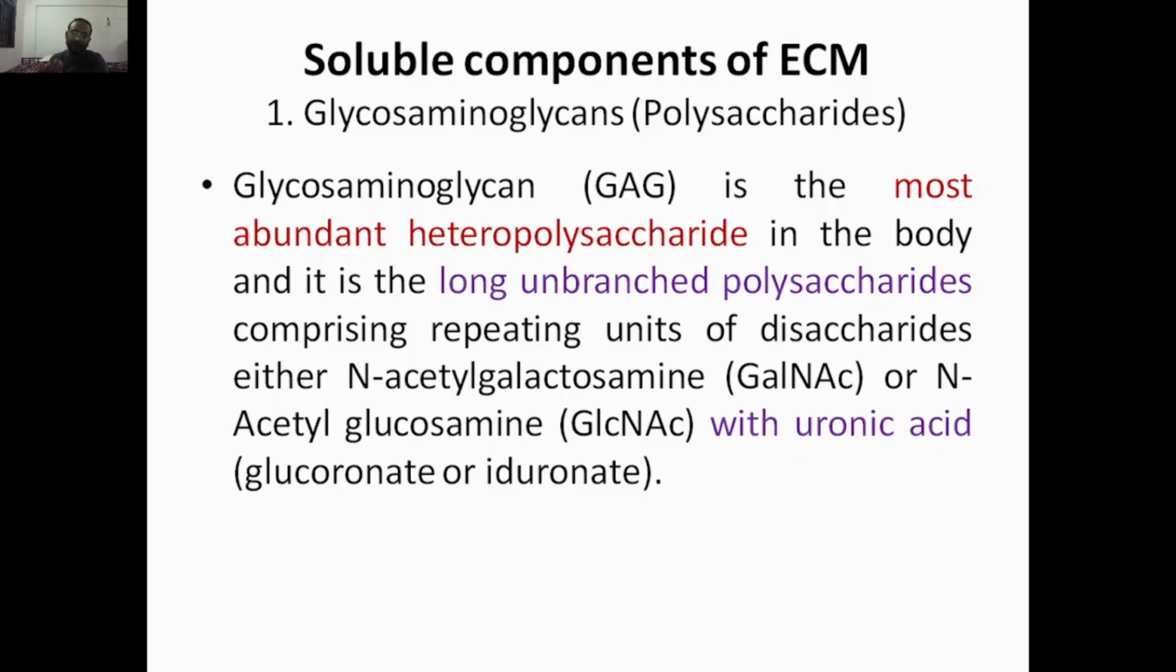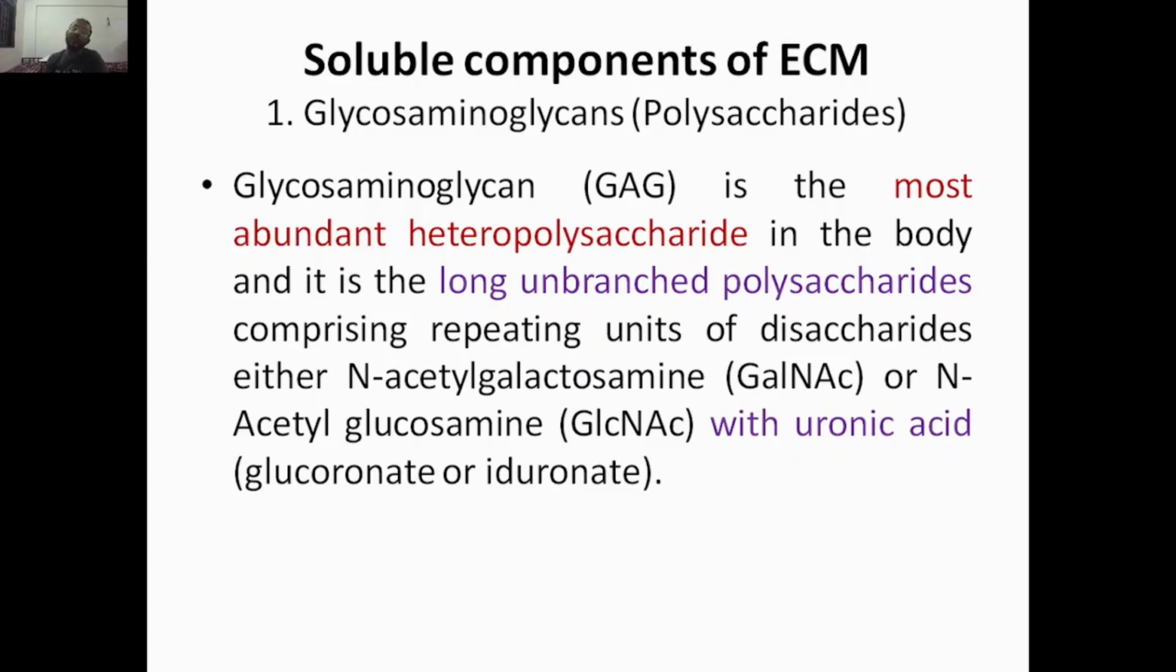They are a type of polymer, so they belong to polysaccharides. GAG is the most abundant heteropolysaccharide. You should remember, when you are talking about the most abundant polymer, then it's collagen. When you are talking about the most abundant heteropolysaccharide in the body, then it is GAG.